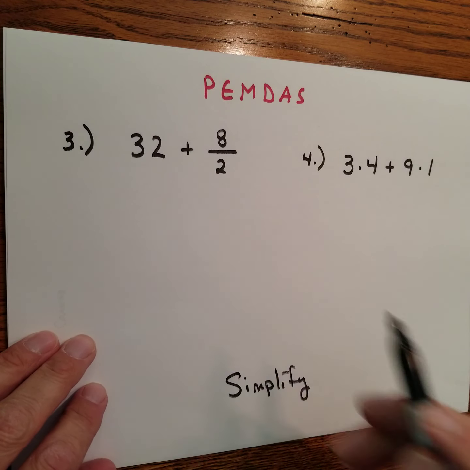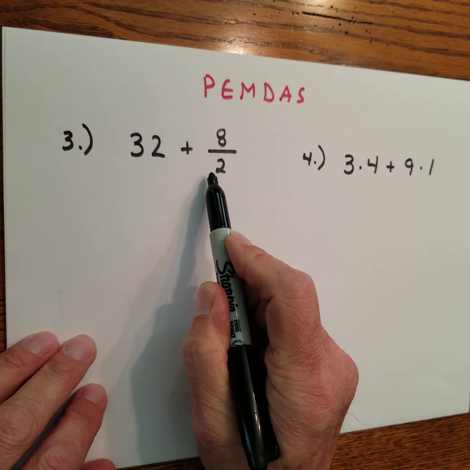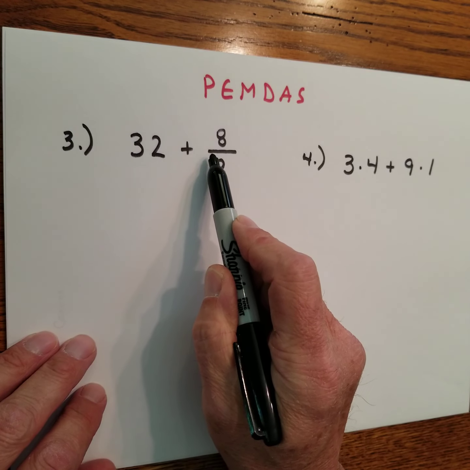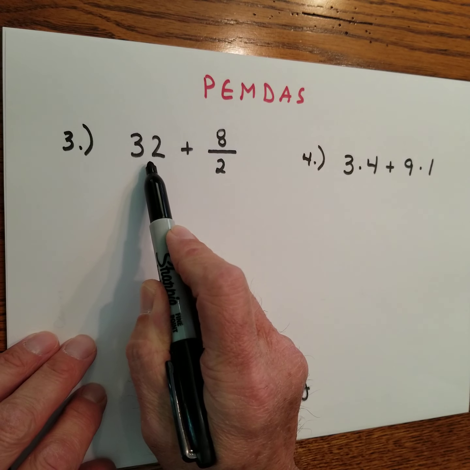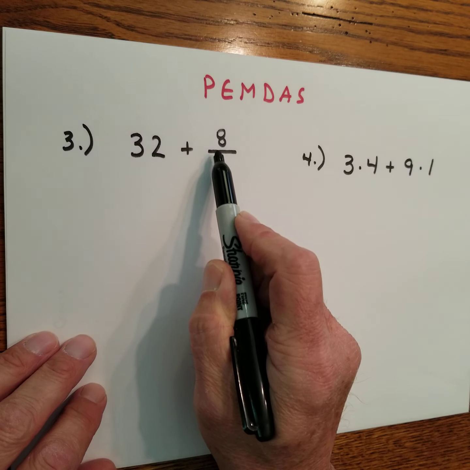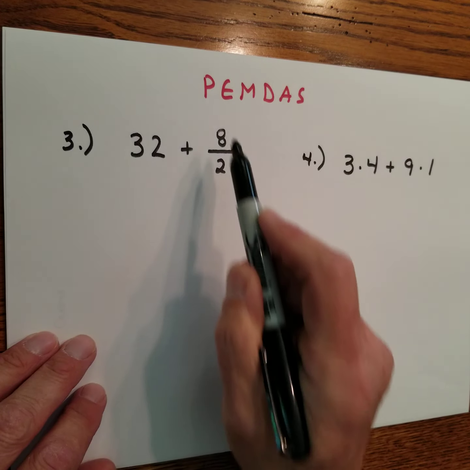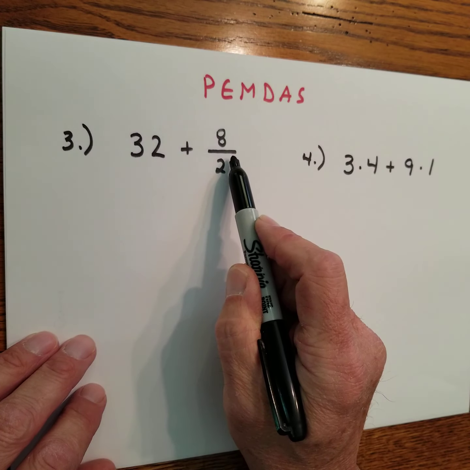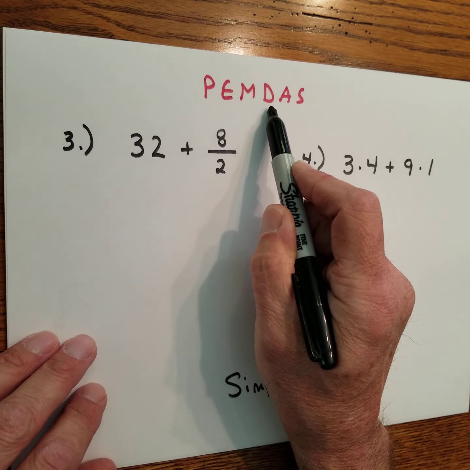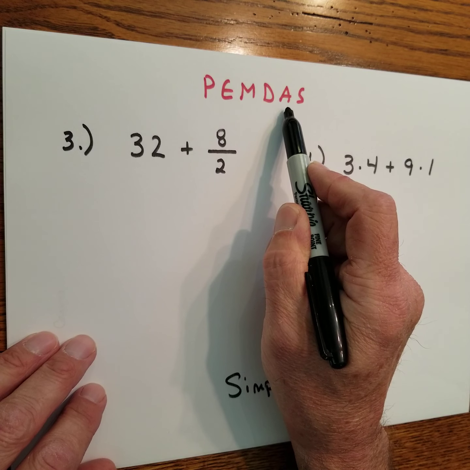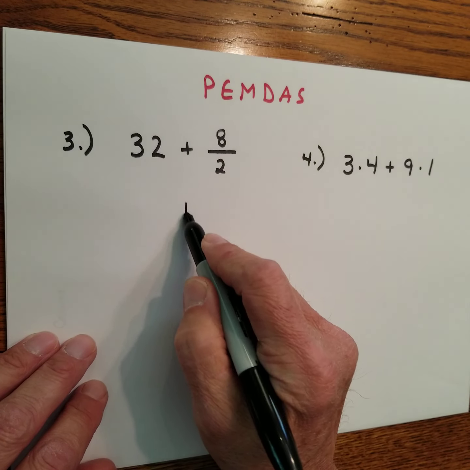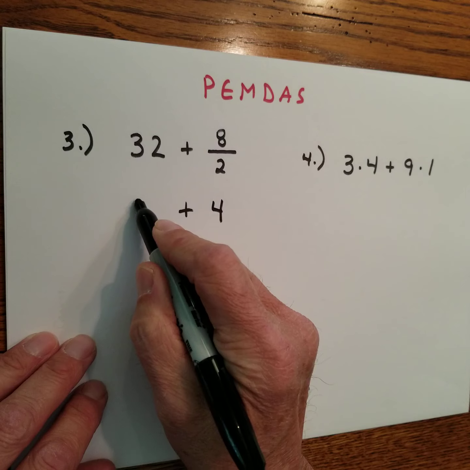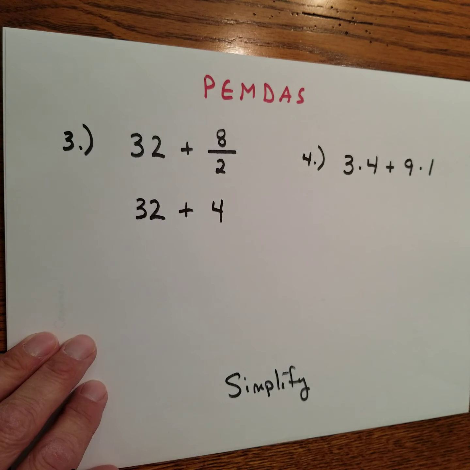For number 3, I see addition and a fraction. I can think of this fraction as a division problem. This says 32 plus 8 divided by 2. Think in terms of PEMDAS. I've got addition and division. Division happens before addition does. Do the division first. 8 divided by 2 is 4. Copy the rest of the problem.